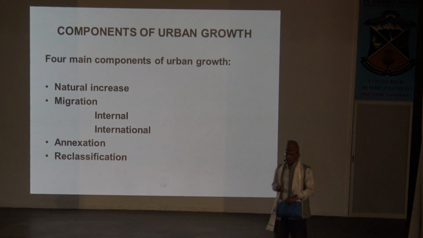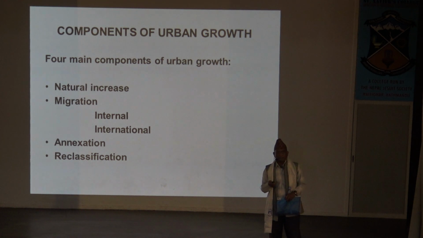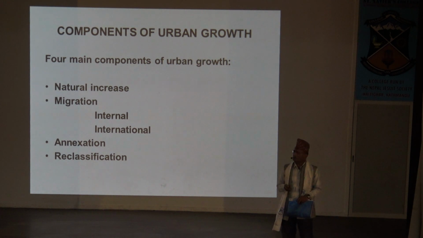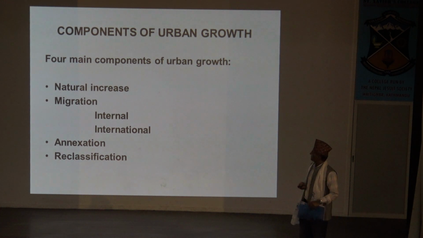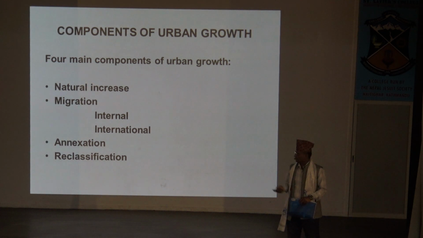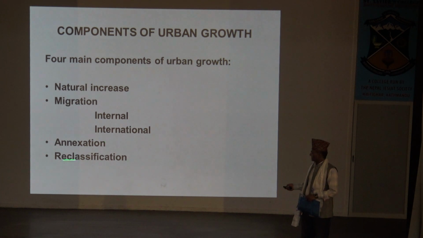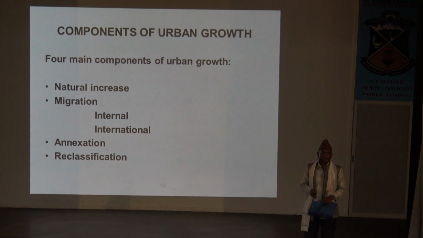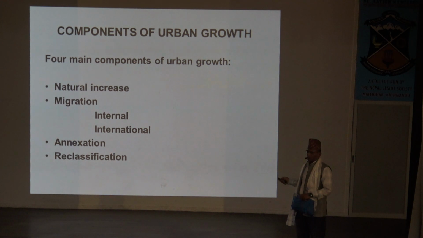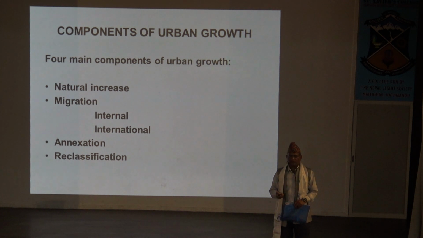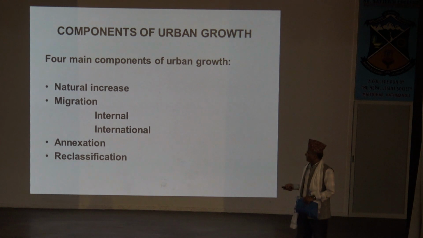Now, how urbanization develops, or what are the components of urban growth? There are basically four components of urban growth: natural increase, migration, annexation, and reclassification. Natural increase means excess of birth over death. That's demography. And the second one is migration.